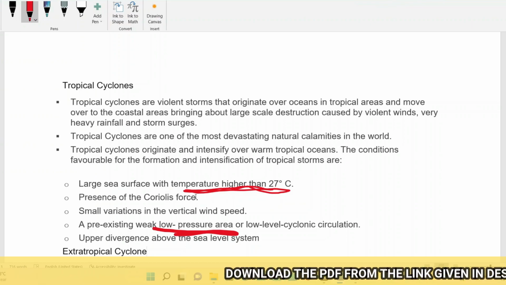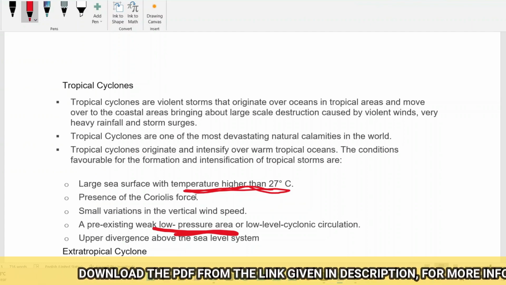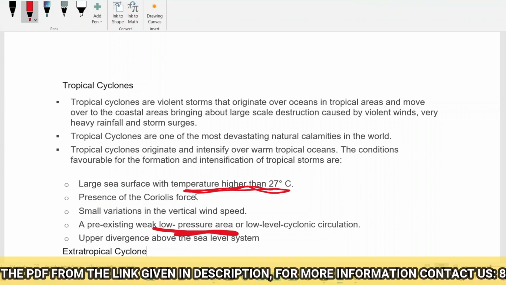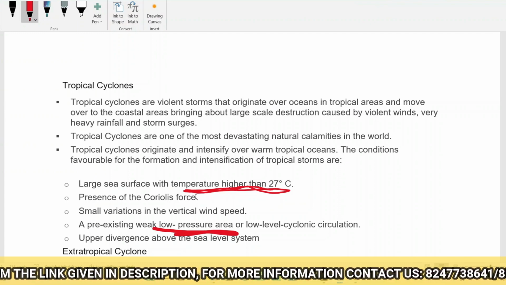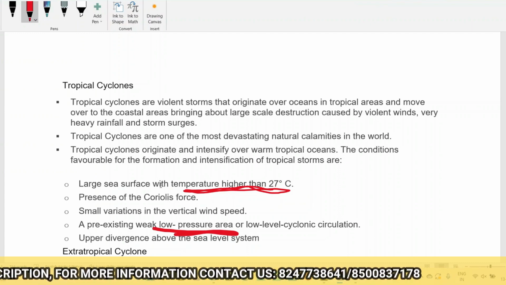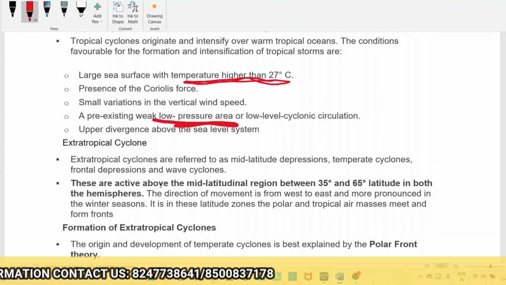That is, a sea temperature higher than 27 degrees Celsius, the presence of Coriolis force, small variation in the vertical wind speed, and pre-existing low pressure. The most important point is pre-existing low pressure. Let's see about extratropical cyclones.